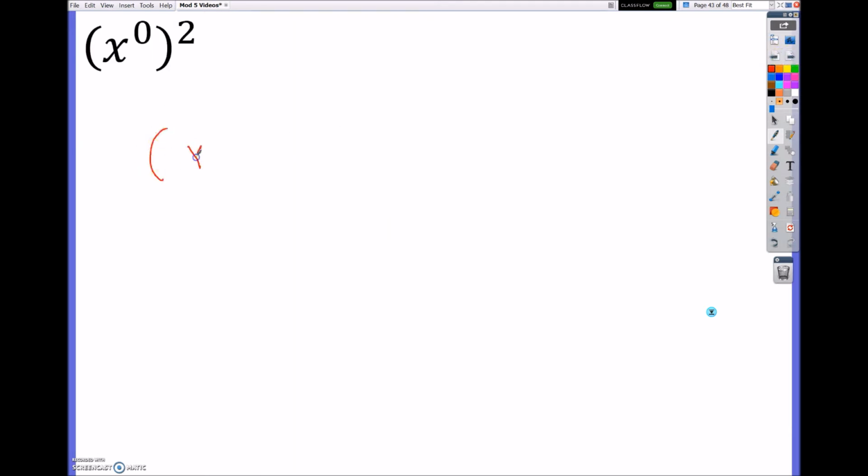What this is saying is some number to the zero power, to the second power. Well, if I work from the inside out, x to the zero power is 1, and 1 to the second power is also 1. You can also think about this as a power to a power. 0 times 2 is 0, and anything to the zero power is 1.